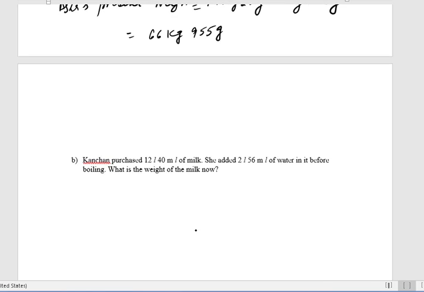Second part: Kanchan purchased 12 liter 40 milliliter of milk. She added 2 liter 56 ml of water in it before boiling. What is the quantity of milk now? So Kanchan purchased 12 liters. So we can say quantity of milk purchased. Let me select the pen.